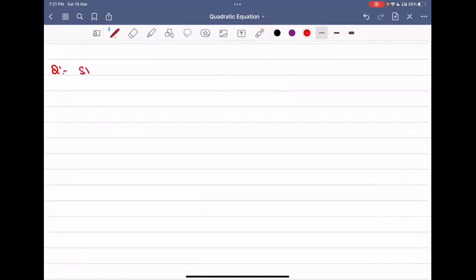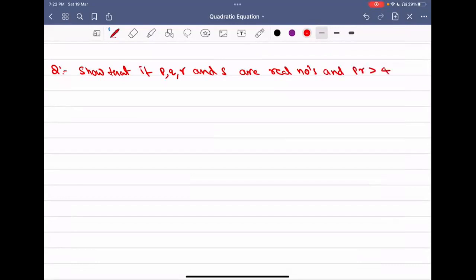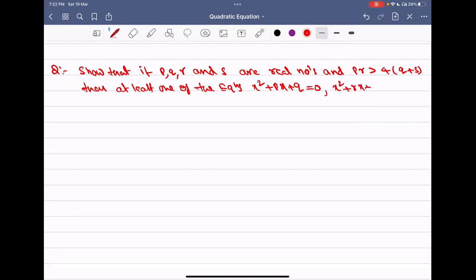Next question is, show that if p, q, r and s are real numbers, and pr is greater than 4 times q plus s, then at least one of the equations x square plus px plus q is equal to 0, x square plus rx plus s is equal to 0 has real roots.